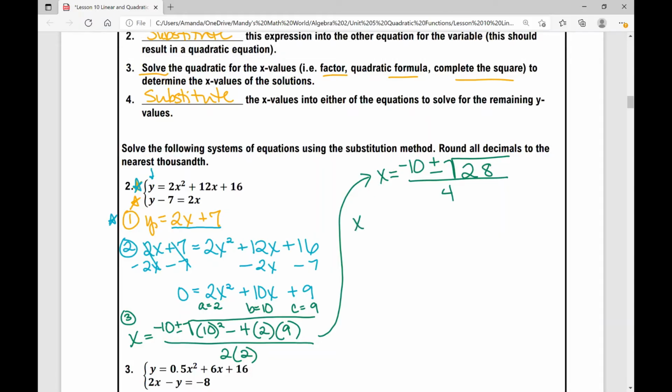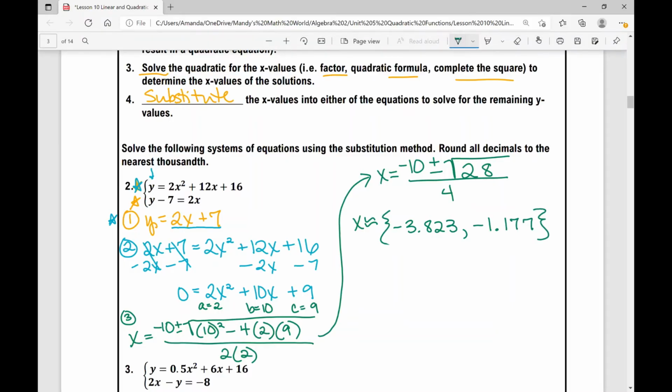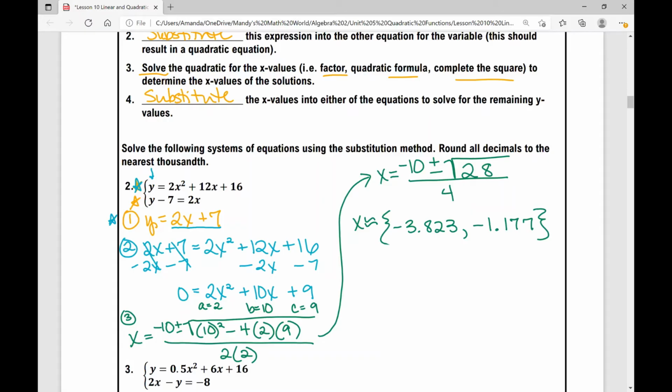And you should have gotten, since we're rounding, x approximately -3.823 and -1.177. So those are the x values of the solution to the system. So what do I need to do to find the y values? Well, this is my fourth step. I can plug in those x values into any of these equations, this first equation, this second equation, or this new equation that I manipulated from that linear equation, and I can find the y values. Well, I'm going to use this one right here, y equals 2x plus 7.